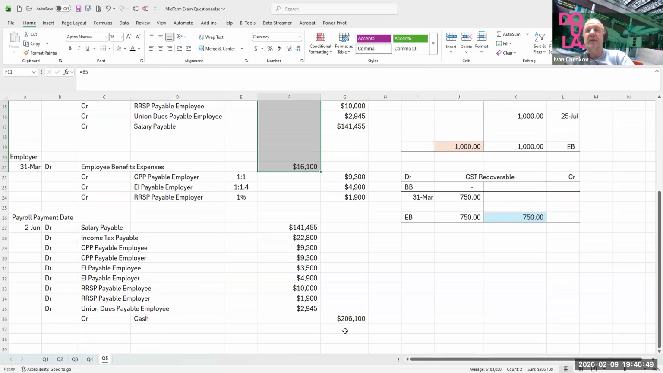So now the employer has to pay. The total cost for the employer is $206,100. That's it with the payroll questions. Any questions on those payroll questions?